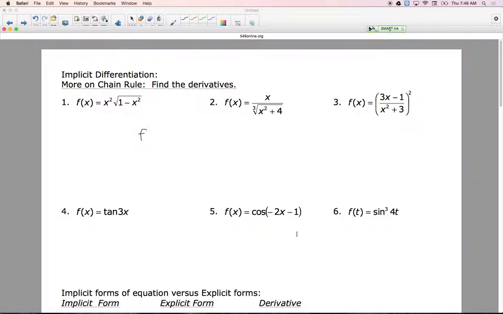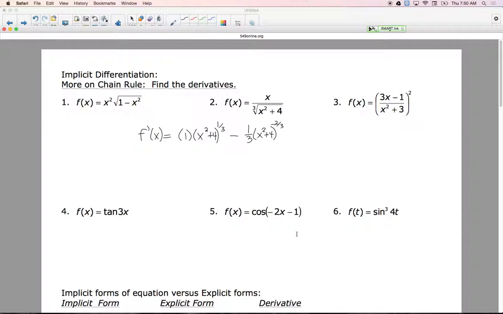So f prime of x. Okay, derivative of the top is going to be what? 1. There's not a lot of rewriting we can do here. That's why I'm just jumping right into it. Okay, so we're going to have 1 times the bottom, x squared plus 4 to the 1/3 power. Minus, the quotient rule is always minus. So derivative of the top times the bottom, minus derivative of the bottom, which is what?